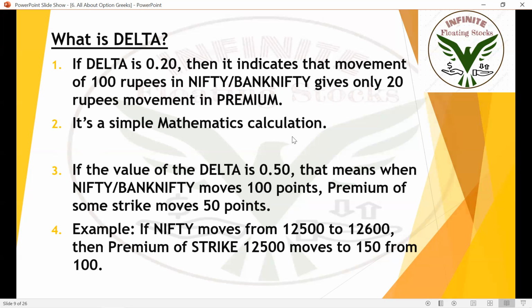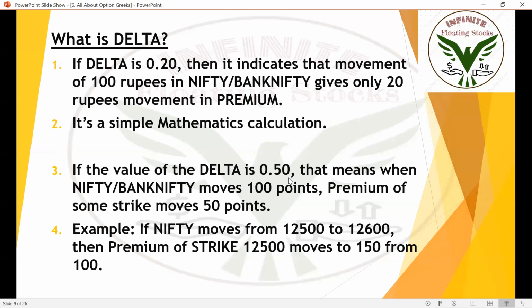There are no very difficult formulas involved in knowing about delta. Pretty simple. Delta simply says how much a premium can move depending upon Nifty or Bank Nifty or stock price movement, which is nothing but the underlying asset. Let's look at another example.